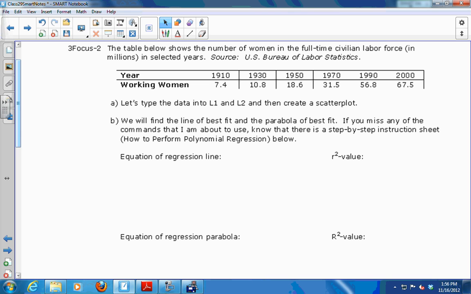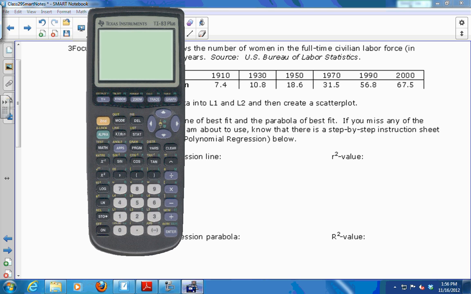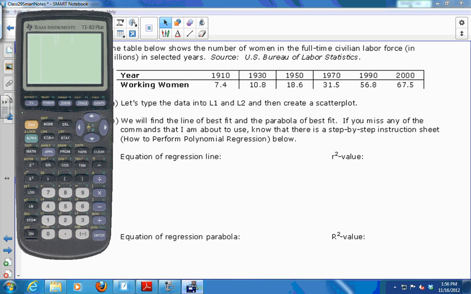Okay, so here's a table. It shows the number of women in the full-time civilian labor force in millions in some selected years. And I want to enter this data into my calculator and look at a scatter plot. So pull up the calculator. If you have a calculator, you should take it out and follow along. And if I go too fast through the steps of what to type into your calculator, know that I included as the last page of your packet how to perform polynomial regression. So there's step by step what buttons to push on how to do this.